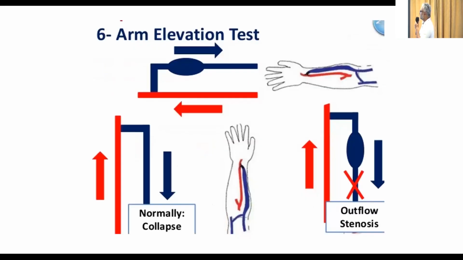One of the tests I'll explain here is the arm elevation test. You have this artery and vein, a nice fistula. Normally when you raise the arm, the fistula collapses. This fistula collapses, as you can see here. But if you have an outflow stenosis, if you raise the arm, the fistula does not collapse. If you catch this earlier and send the patient for treatment, you won't get the thrombosis we had in the case we presented. Is everyone clear with this? We do this once a month at least.